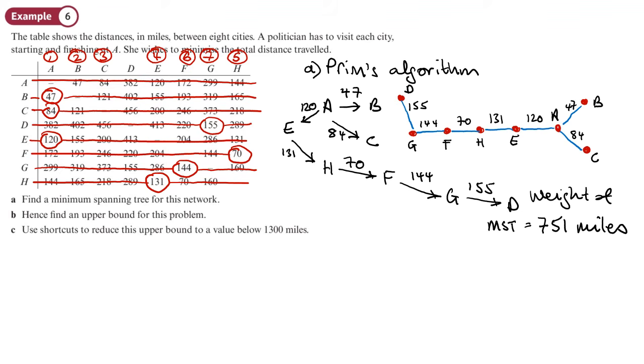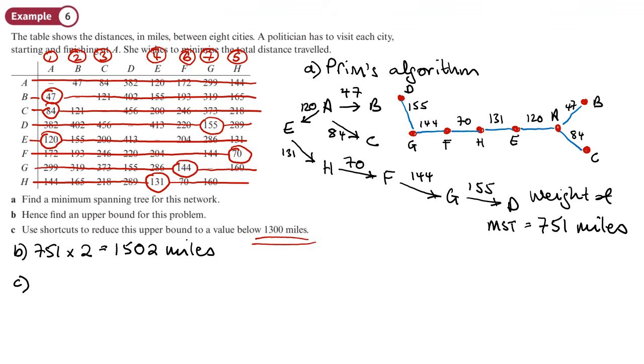Okay, part B, it says hence find an upper bound. Well, that's just going to be the weight of the minimum spanning tree times by 2. So 751 times by 2 is 1,502 miles. Okay, part C, it says use shortcuts to reduce this upper bound to a value below 1,300 miles.